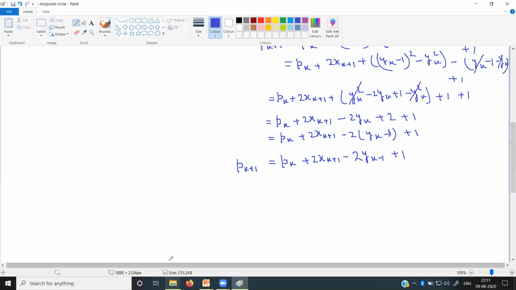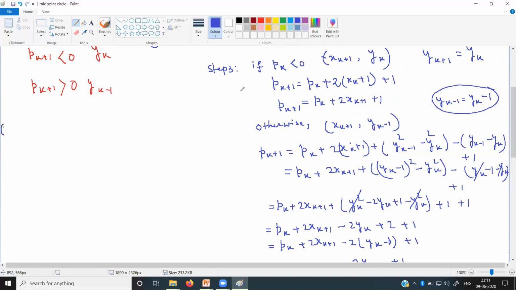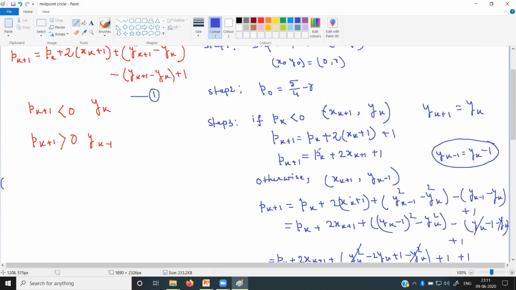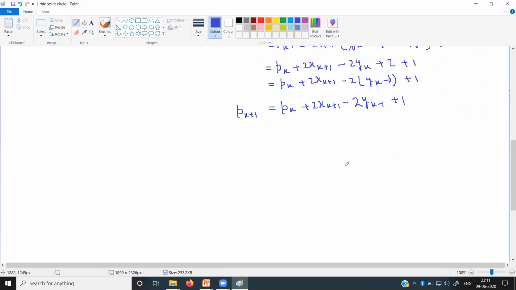Now, this is all about step 3. So in step 3, we have to compute a decision parameter like this one. So these two are our final equations. While you are writing your algorithm or your code, you don't need to go through all the derivation. You will directly use these two equations.